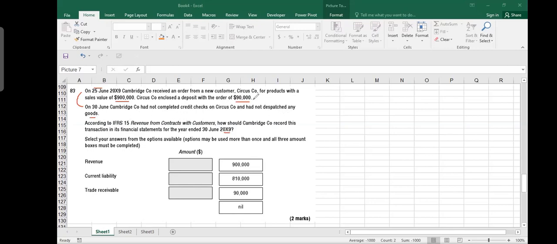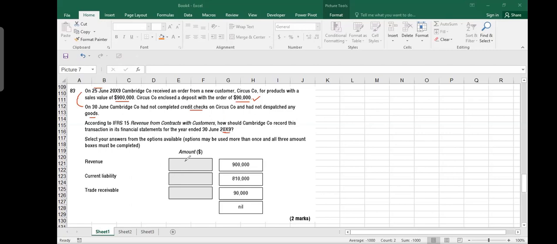On 30th June, like 5 days later, Cambridge Company had not completed credit checks on Circus Company and had not dispatched any goods. So they received the money, but they have not yet agreed or decided to supply the goods, because the customer is paying 10% advance and 90% would be receivable. And before giving a credit of 810,000, the company wants to do the credit checks, and those have not been done. According to IFRS 15, how should Cambridge Company record this transaction in its financial statements for the year ended 30th June 2009? Select your answers from the options available. Options may be used more than once, and all 3 amount boxes must be completed.